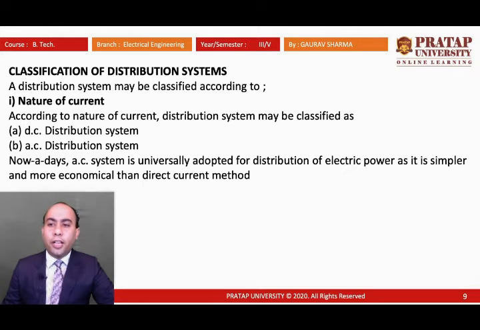Now, when we classify our distribution system, we can classify it as per the nature of current. According to the nature of current, we have two types: direct current, so we can say it is a DC distribution system, and the other is the AC distribution system. Nowadays, AC is universally adopted due to its simplicity, because it is simpler and more economical as compared to the DC method.